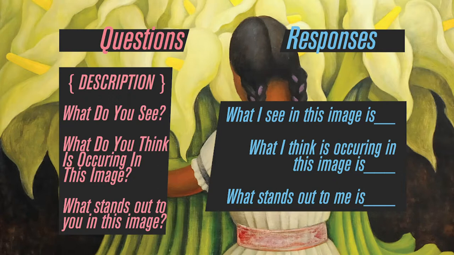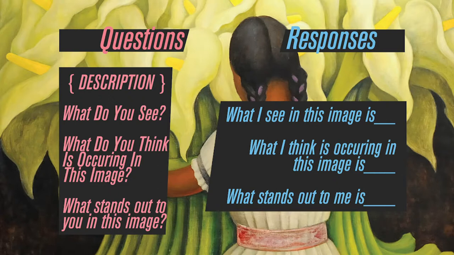You would write those questions on the left-hand side. You only have to pick one question. Then on the right-hand side, the way you can respond to those questions, if you chose the first question, is, what I see in this image is, and then you fill in the blank. If you wrote down the second question, the way you can respond is, what I think is occurring in this image is. So you're just describing exactly what's going on in the artwork.